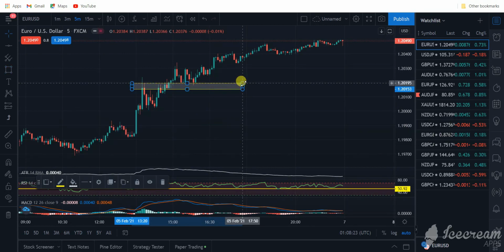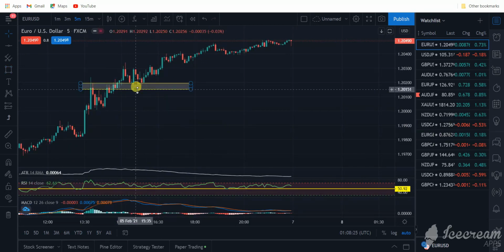So I'm not just taking the trade blindly off MACD and RSI. We have to take it in confluence with price action, or should I say technical analysis, because a break and retest is, I will call it, technical analysis and price action.